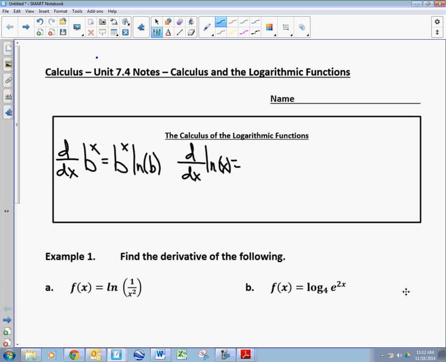The derivative of natural log of x is 1 over x. Say you don't have natural log. Say we have log base b. You're going to have 1 over x times the natural log of b in the denominator.